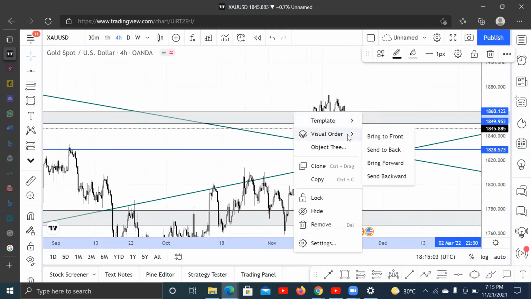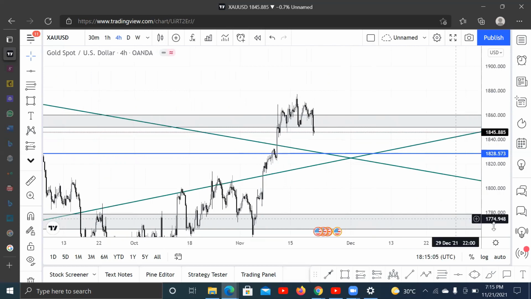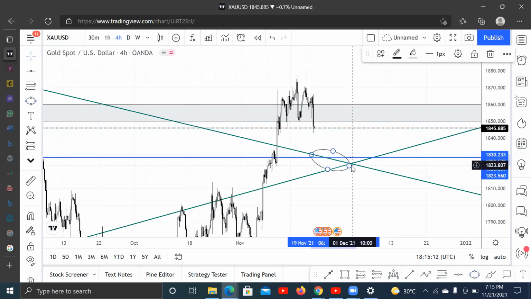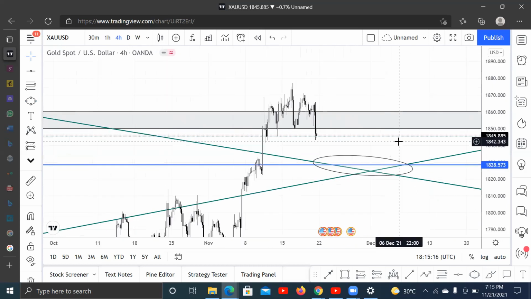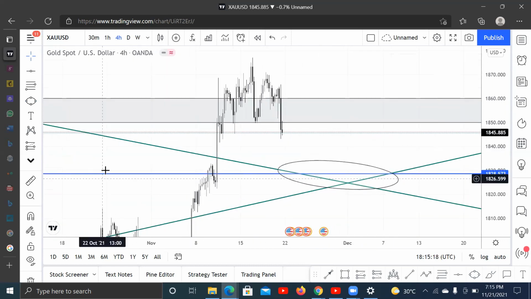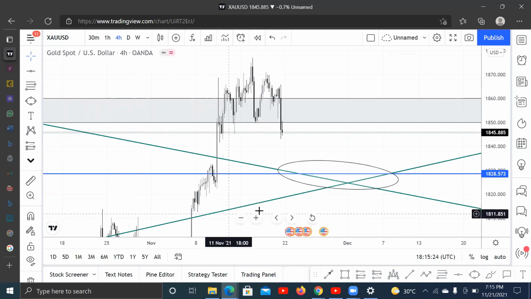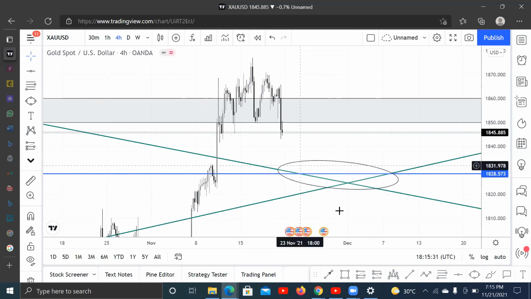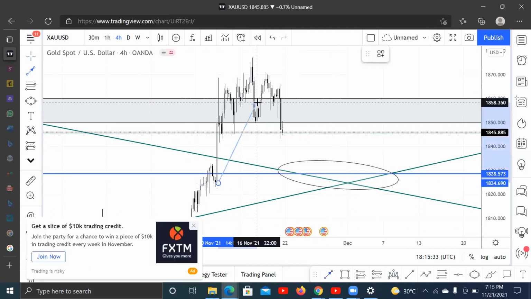Now, I'll call this particular region a region of multiple confluences. This particular zone is a region of multiple confluences because, as you can see, this is a resistance level that price broke, this is our trend line from the weekly time frame, and this is also a downward trend that price actually broke out of. Here you can see.